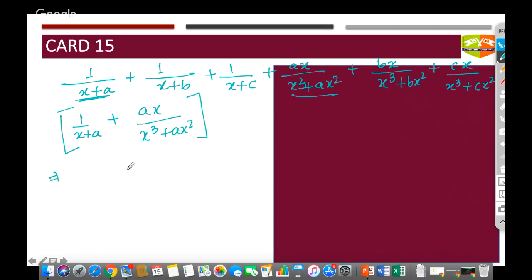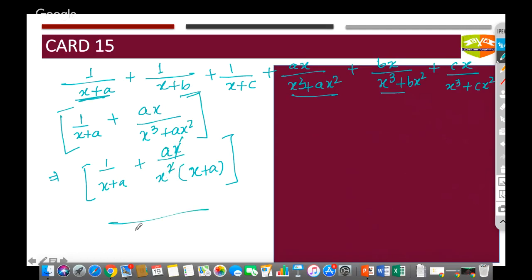Now what I do is I take x square common from this denominator. So I have ax in the numerator. I take x square common, and I have x plus a as the denominator here. I'll do this later. First, let me show you for this. So what happens over here is this x and this x is gone. Now x plus a is my denominator. So here what I get is x, and here what I get is a. So you see over here that this x plus a is gone. What I get over here is 1 by x.